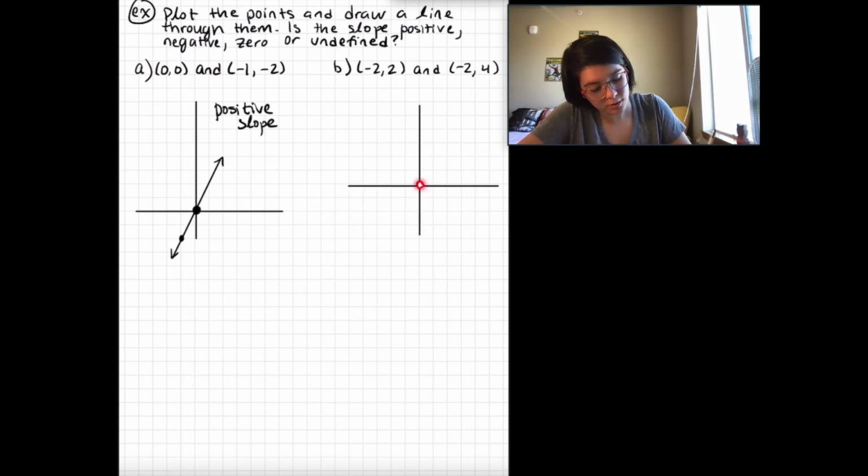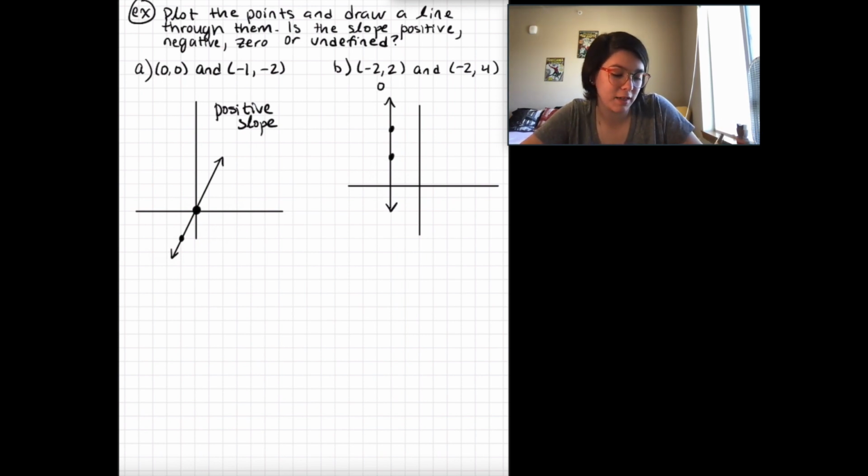Okay, so we're given the point negative 2, 2. So we start at the origin, we go left 1, 2, and we go up 1, 2. So we're here. For the second point, negative 2, 4, we go left 2, 1, 2, and we go up 1, 2, 3, 4. And we can draw a line through these. Now again, imagine you're standing here. Now you're standing on a cliff, so what does that mean our slope is? It's undefined.